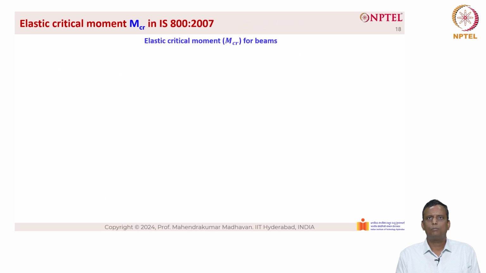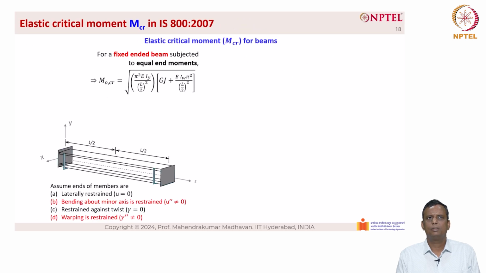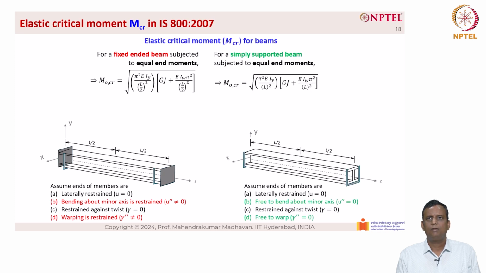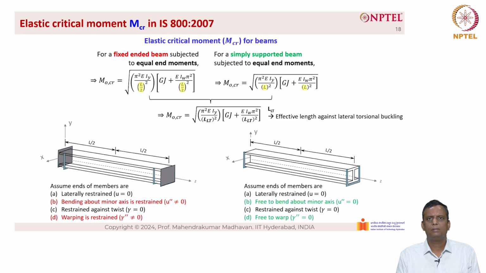So the elastic critical moment M critical for beams for a fixed end beam subjected to equal end moments is given by the equation on the left hand side. And for a simply supported beam subjected to equal end moments, we have the equation on the right hand side. Both these equations are the same, except that for the fixed end beam we have L by 2, whereas for the simply supported beam we have L.